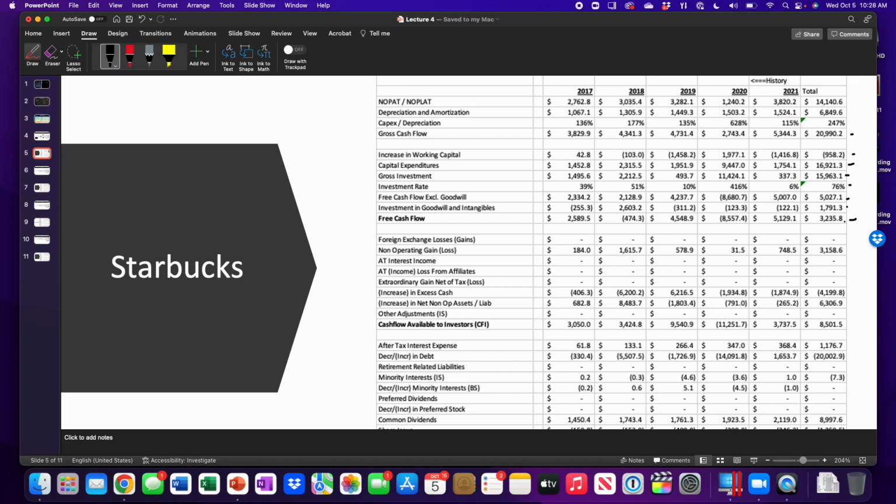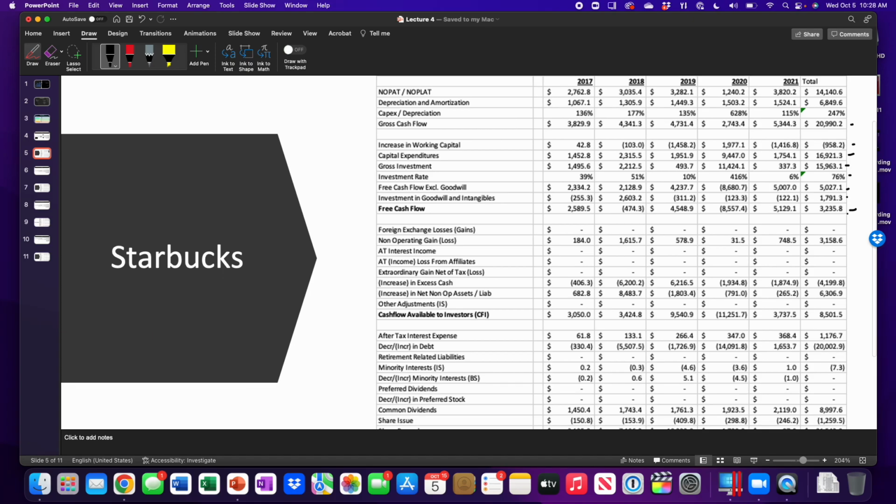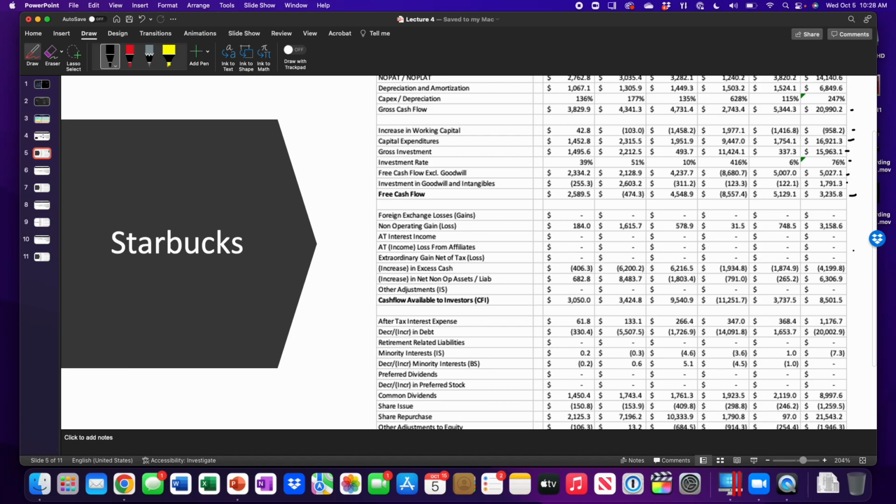Next, how do they distribute the $8.5 billion of CFI? This is the debt and the equity. Well, they gave $1.176 billion in interest payments. Okay, so that was an outflow. They had negative $20 billion of debt. Does that mean they paid off a bunch of debt, or they issued a bunch of new debt? They issued a bunch of new debt.